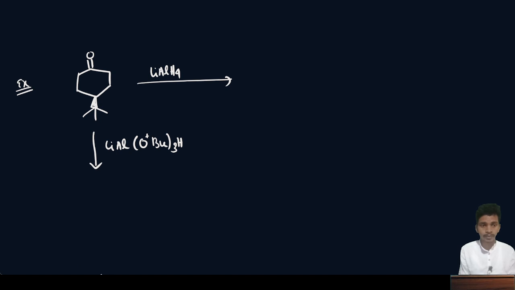For these questions, you see that lithium aluminum hydride is there and stereochemistry is mentioned here. This cyclohexane exists in the chair form. So first we will convert this into the chair form, as we discussed in the previous class. First convert this cyclohexane into the chair form, because it exists in the chair form.